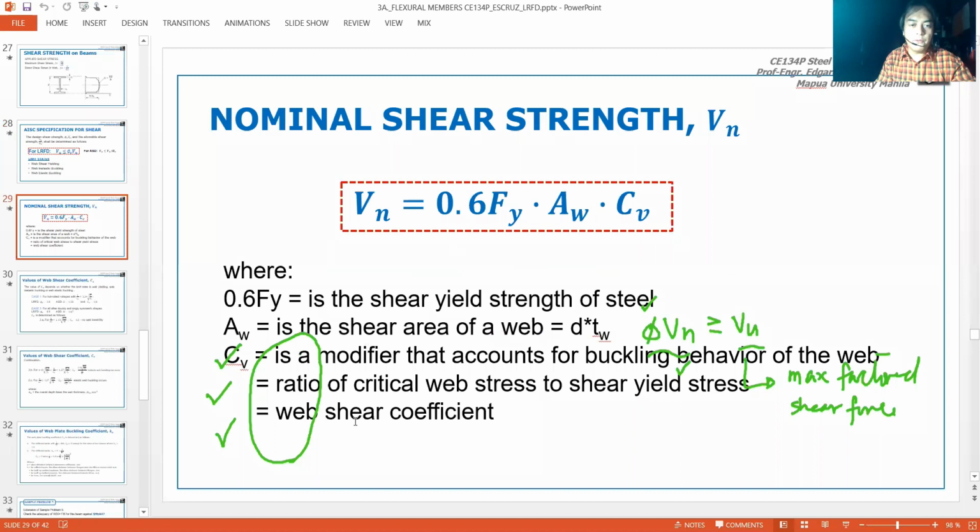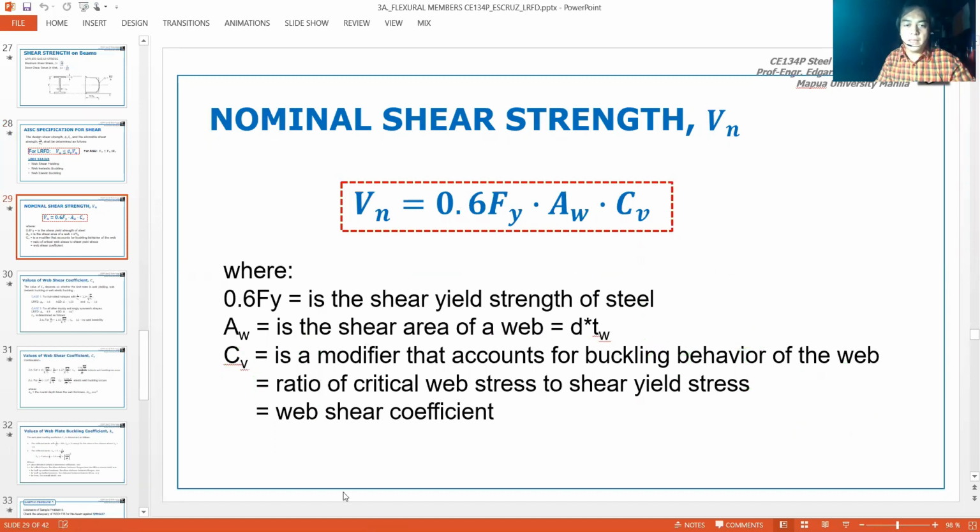Okay. So for the nominal shear strength Vn, it is given as Vn is equal to 0.6 Fy times area of the web times Cv. Now, yung 0.6 Fy is the shear yield strength of the steel. Yung Aw is the area of the web. So how is it ba?